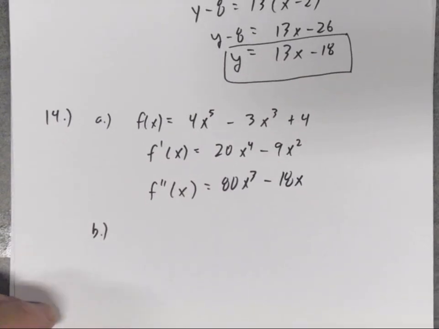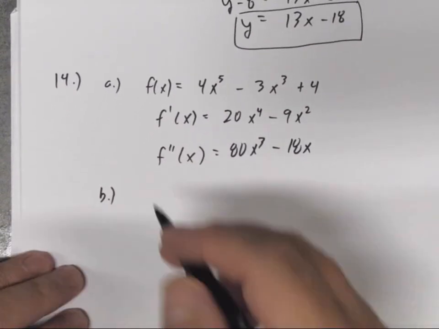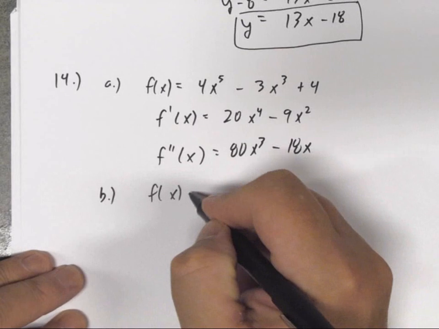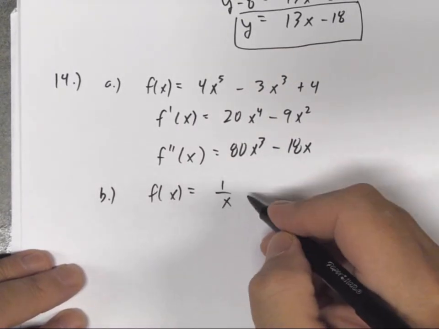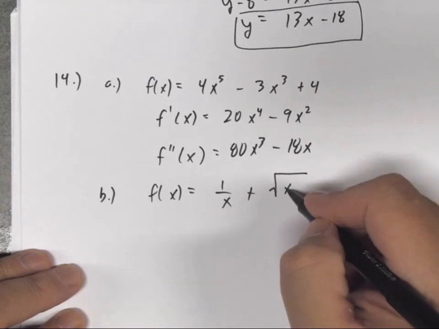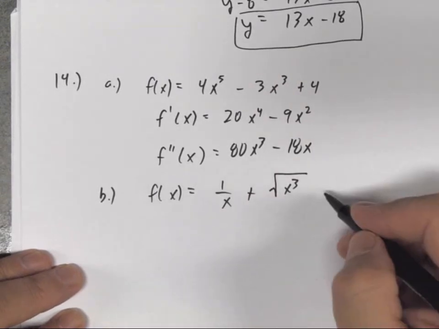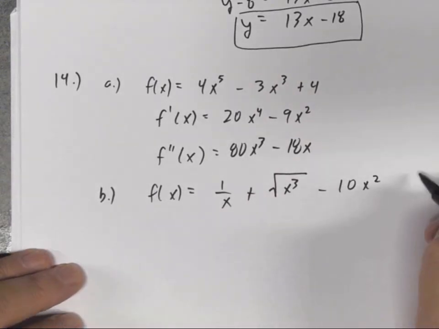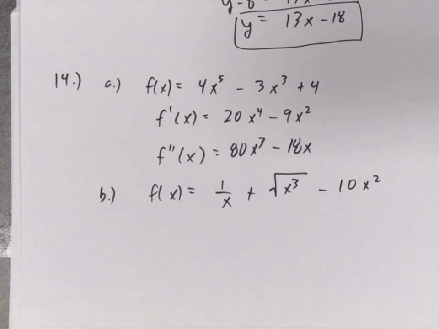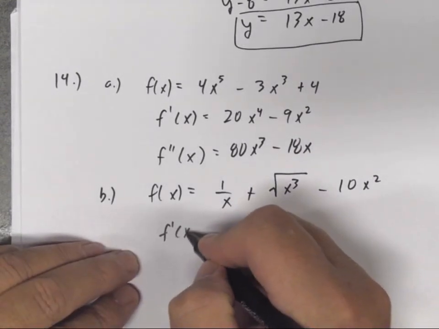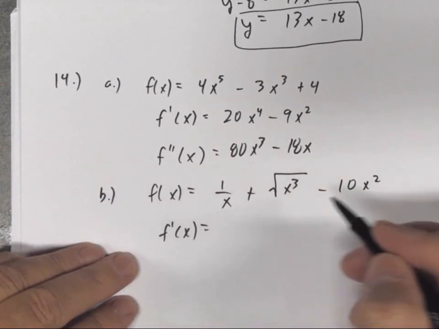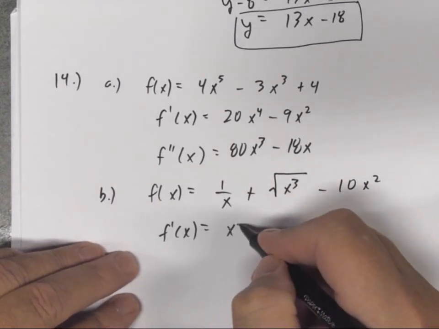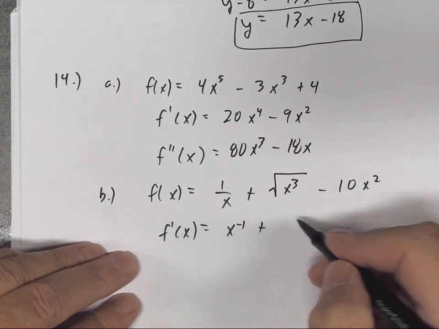Maybe let's go ahead and look at B quickly. One over x plus square root of x cubed. So first derivative, all right, this is x to the minus 1. Well, we better write this out. There's a lot going on here.